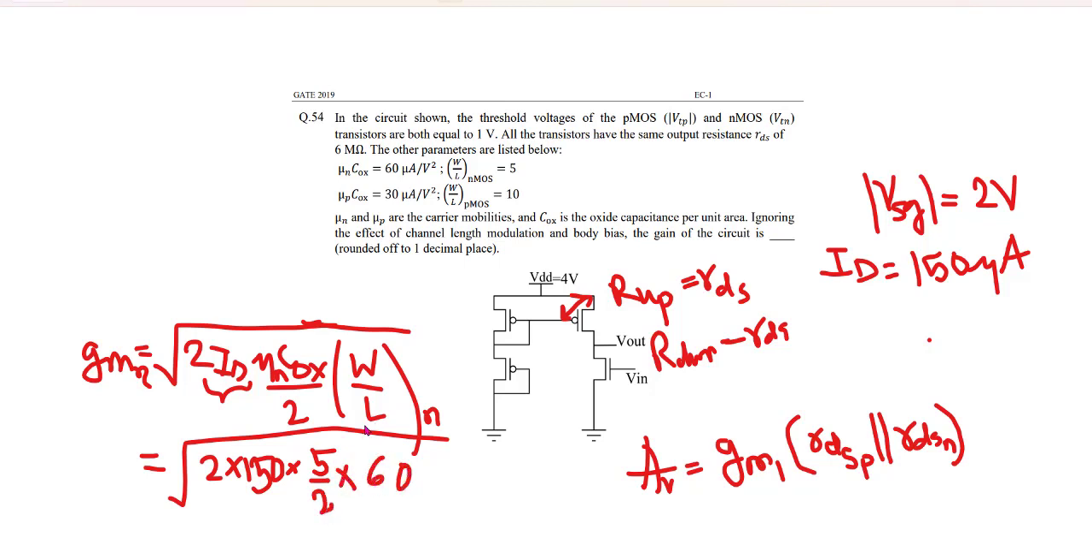So W by L is 5. Okay, so that is what I have written. So quickly say what is the value you see. 2 into 150 into 2.5 into 60 gives you 1 GM. Okay, and then you have into 3 megaohms. Okay, I think I have done some mistake in the calculation of ID. Just cross check it once.